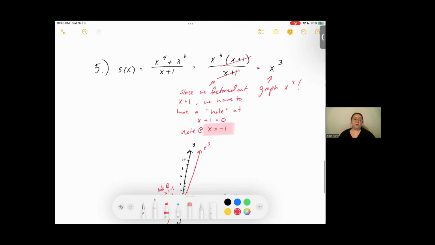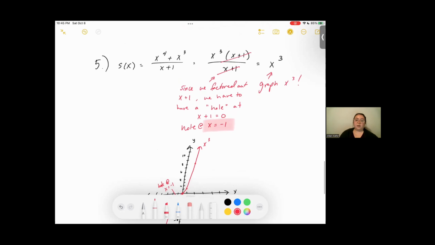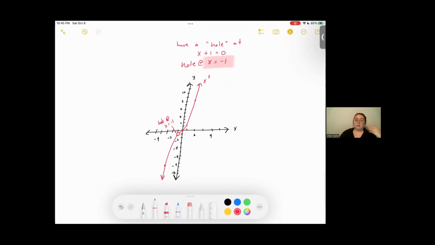So when you do problems like these, you want to be able to pull out that common factor. You cancel that common factor out. You figure out what you're actually going to graph. Then you figure out where you're going to have your hole. So you take the factor that you canceled, set it equal to 0, solve for x. Then you graph that simpler function, and you just make sure to draw a big circle or a big hole where the hole goes.